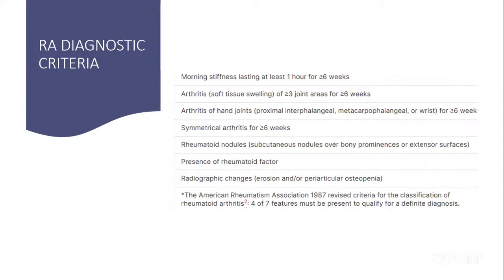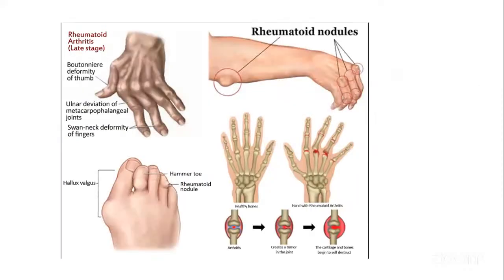So once you have 4 out of these 7 criteria, then you can confidently say that the patient has rheumatoid arthritis. And this is just showing a picture of what we have. I know we are familiar with this: the ulnar deviation of the joint, swan neck deformity, boutonniere deformity, the rheumatoid nodule, which you can see on the extensor surfaces, and the changes in the synovial membrane of the joints.